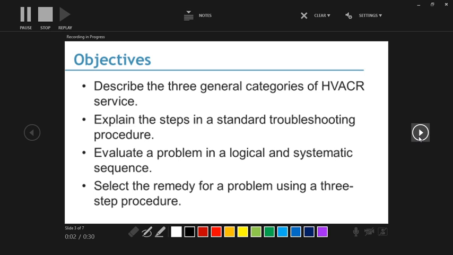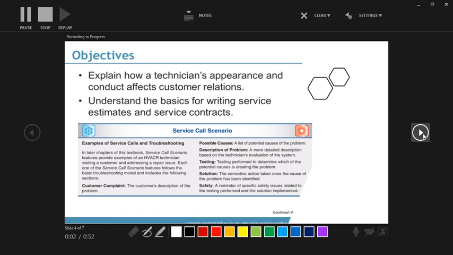Objectives. Describe the 3 general categories of HVACR service. Explain the steps in standard troubleshooting procedures. Evaluate the problem in a logical and systematic sequence. Select the remedy for the problem using a 3-step procedure. Explain how a technician's appearance and conduct affects the customer's relation. Understand the basics for writing service estimates and service contracts.